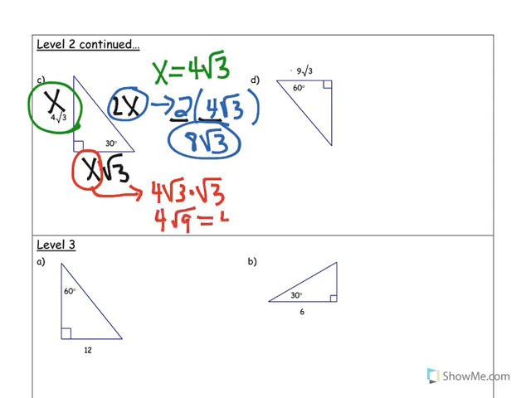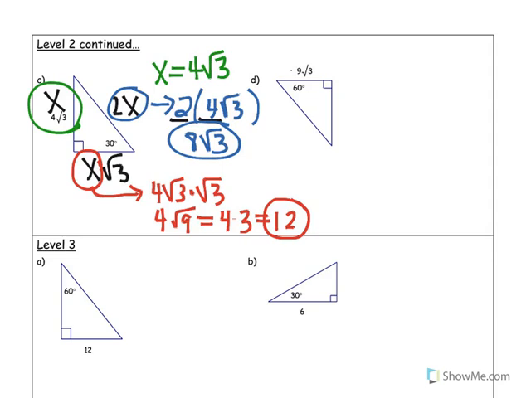I know the square root of 9 is 3, and I know 4 times 3 is 12. So the side length across from the 60-degree angle is 12. Pause the video and try example number D, or letter D.